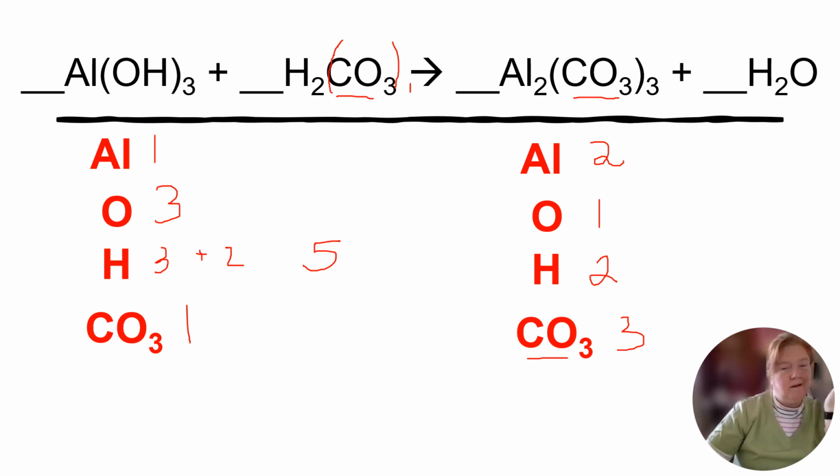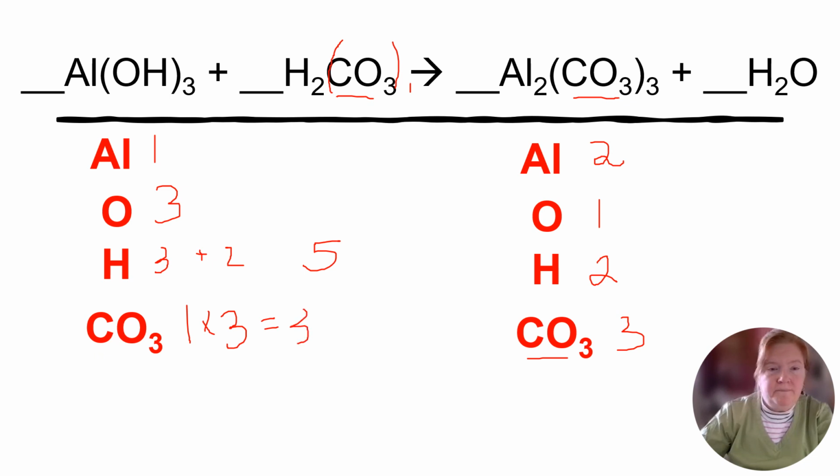And I'm just going to pick something to start with. I'm going to do CO3 because that looks complicated. So I'm going to multiply it times 3. That's 3, right? So when I do that, I also multiply this hydrogen times 3, which gives me 6, which now gives me 9. Well, I'll only fix that. Great. All right, let's try aluminum next.